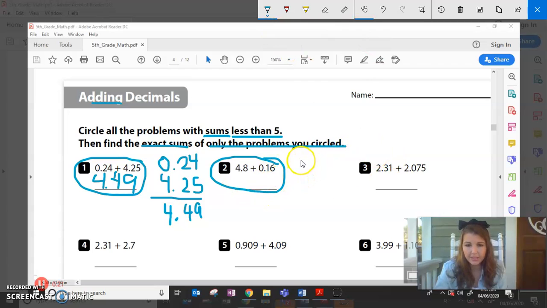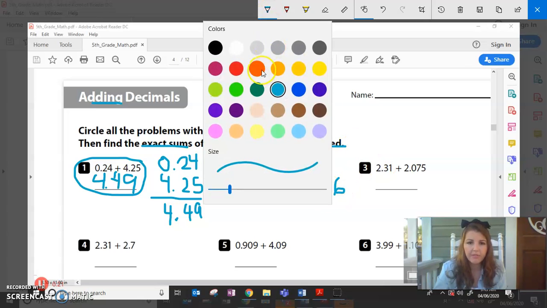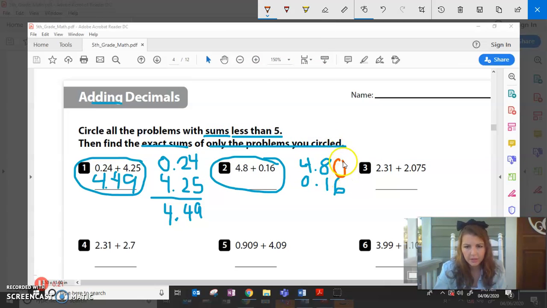Okay, over on the side, I'm going to start by writing my first number, 4 and 8 tenths. And I'm going to add to it 0 and 16 hundredths. Just like before, I need to make sure to line up the ones with the ones, the tenths with the tenths, the hundredths with the hundredths. So the 0 is in the ones place. I'm going to put that under the 4. Then my decimal point. Then my 1 tenth, and then 6 hundredths. There is no hundredths in 4 and 8 tenths. So I'm writing the 6 hundredths over here with the empty hundredths place above. I could put a 0 in my hundredths place if I wanted to.